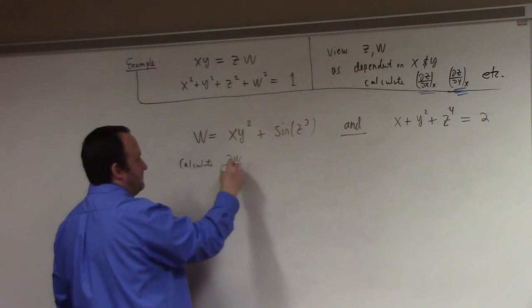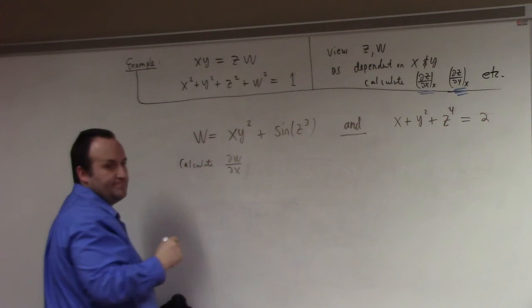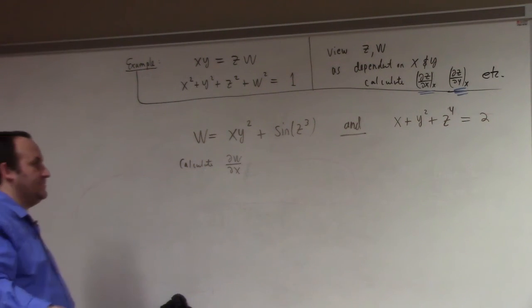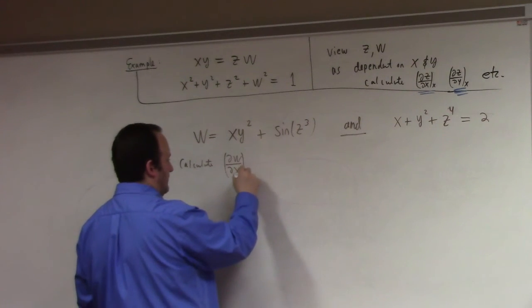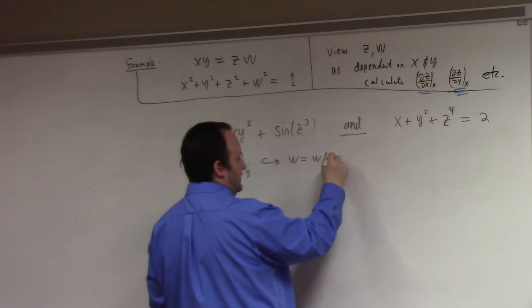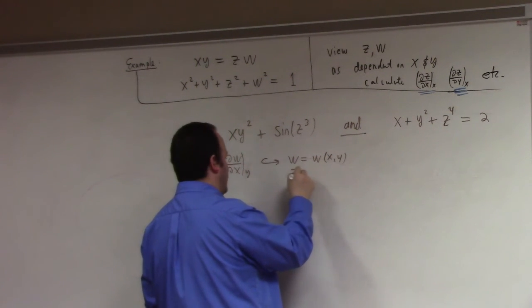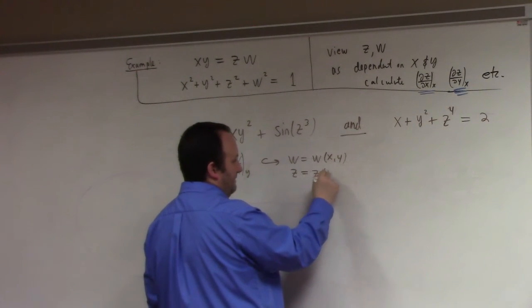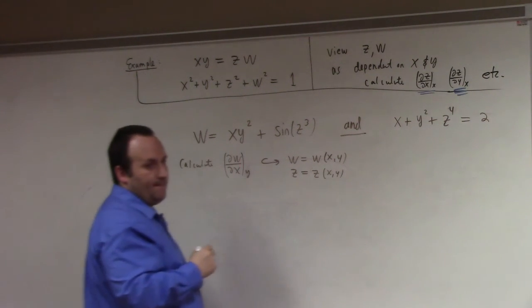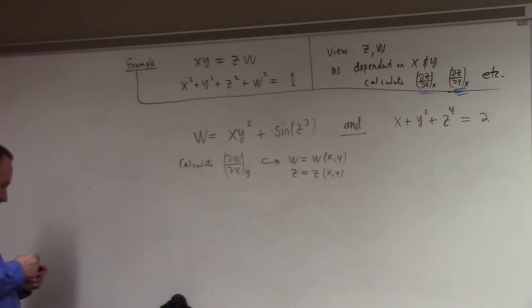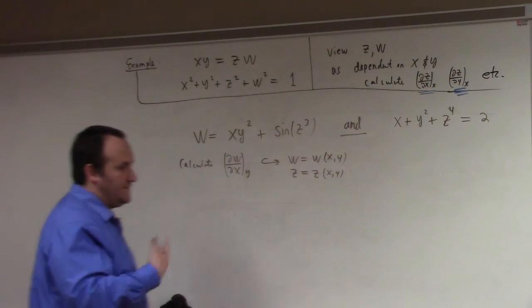partial w, partial x, right? Does it say holding y fixed? Okay. So that tells me that w is a function of x and y, if you'll allow me this abuse of notation, and that z, well, z is also being viewed as a dependent variable, right? In my made-up example here.